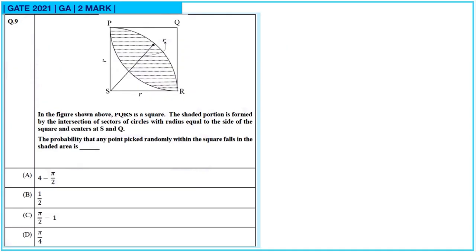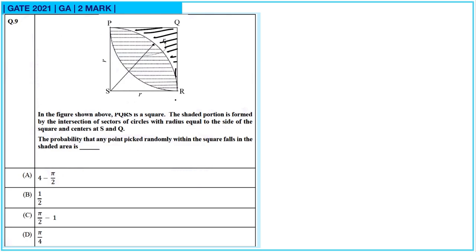Question 9. In the figure above, PQRS is a square. The shaded portion is formed by intersection of sectors of circles with radius equal to the side of the square and centers at S and Q. The probability that any point picked randomly within the square falls in the shaded area is. Now that probability will be equal to area of that shaded part upon total area of this square, and the total area will be r square. Now we have to find the area of this shaded region. So let us calculate this area first.